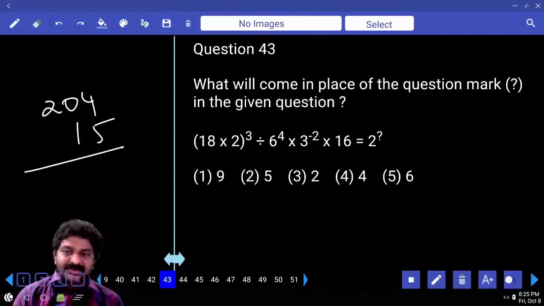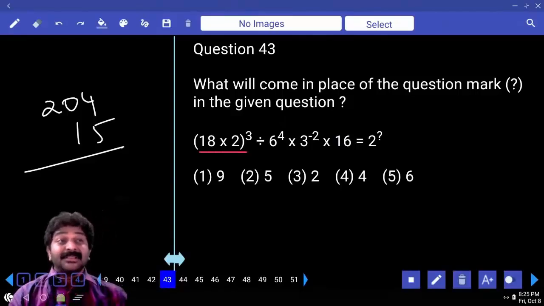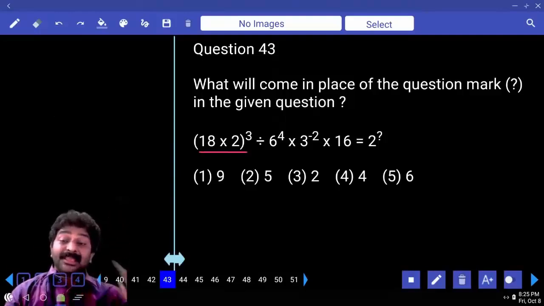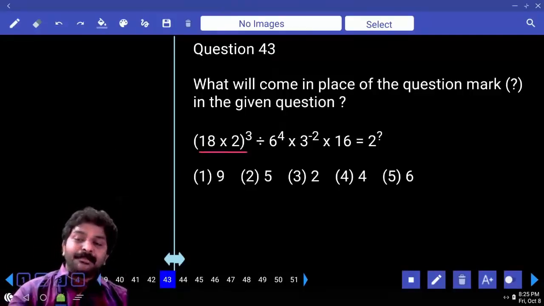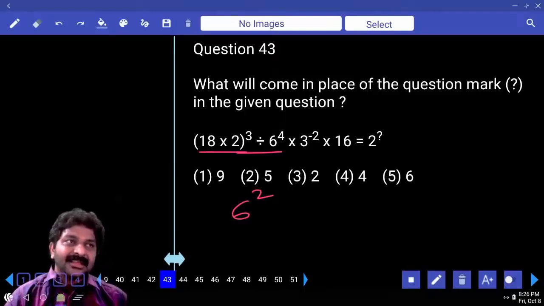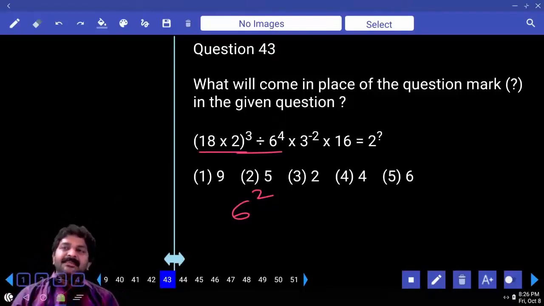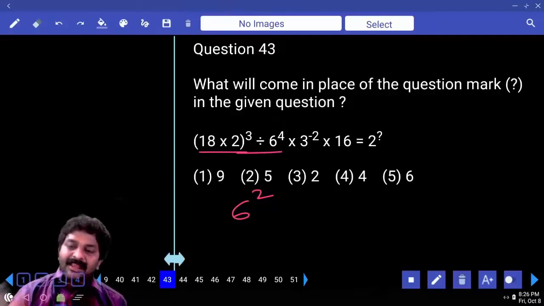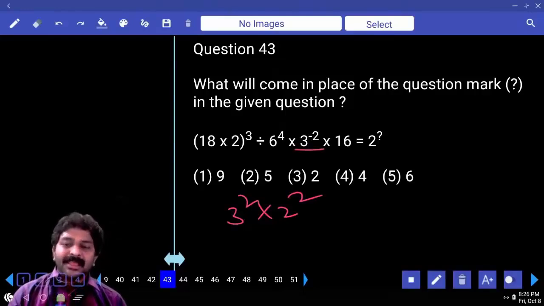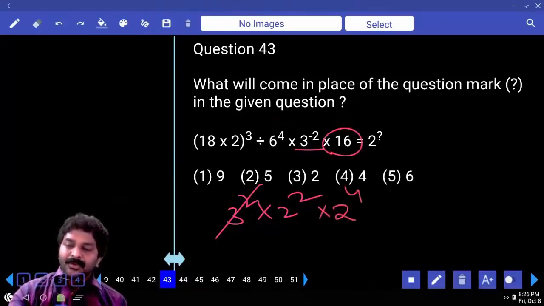Yes, 2 power something, that's what we have. 18 2 times. 36 can be written as 6 square to the power of 3. That is 6 power 6, divided by 6 power 4. 6 square is left. Is this clear? 6 power 6 divided by 6 power 4. 6 square. Can we write 6 square as 3 square into 2 square? Into 3 power minus 2 have. 3 square and 3 power minus 2 gets cancelled. Leftover number into 16. 16 can be written as 2 to the power of. So final answer 2 power 6. Answer 5th option.